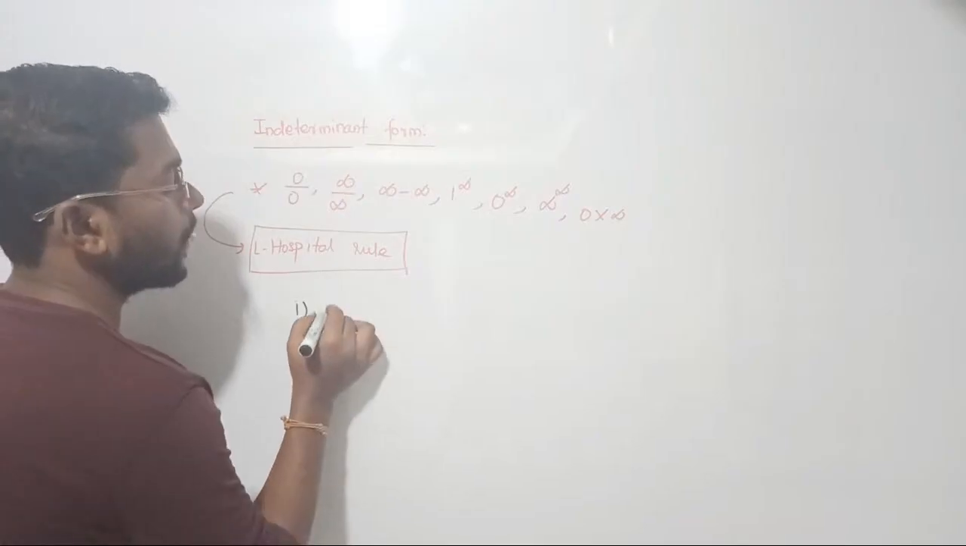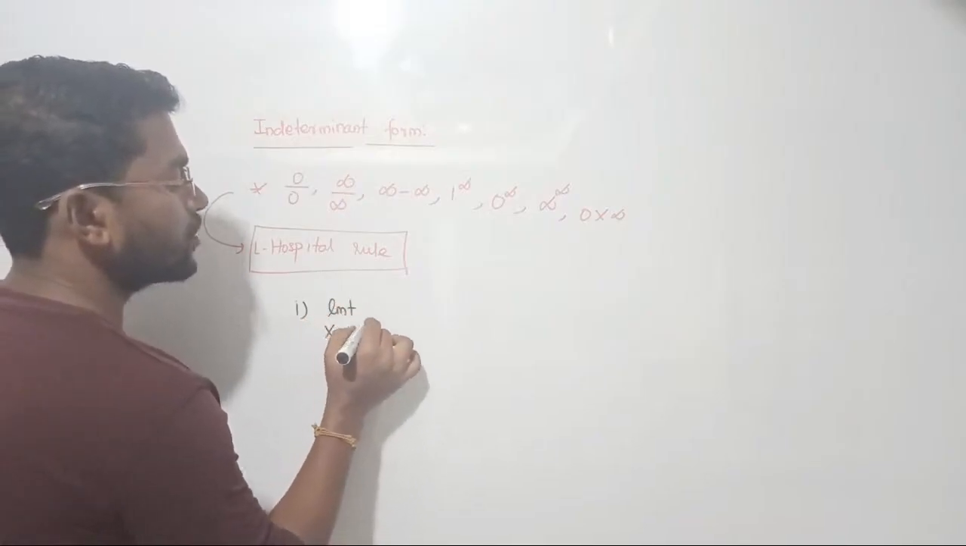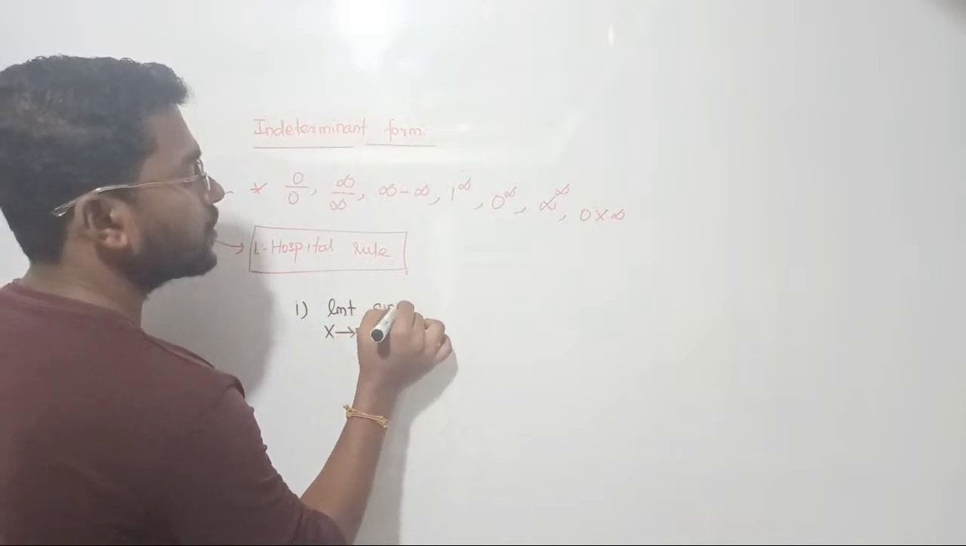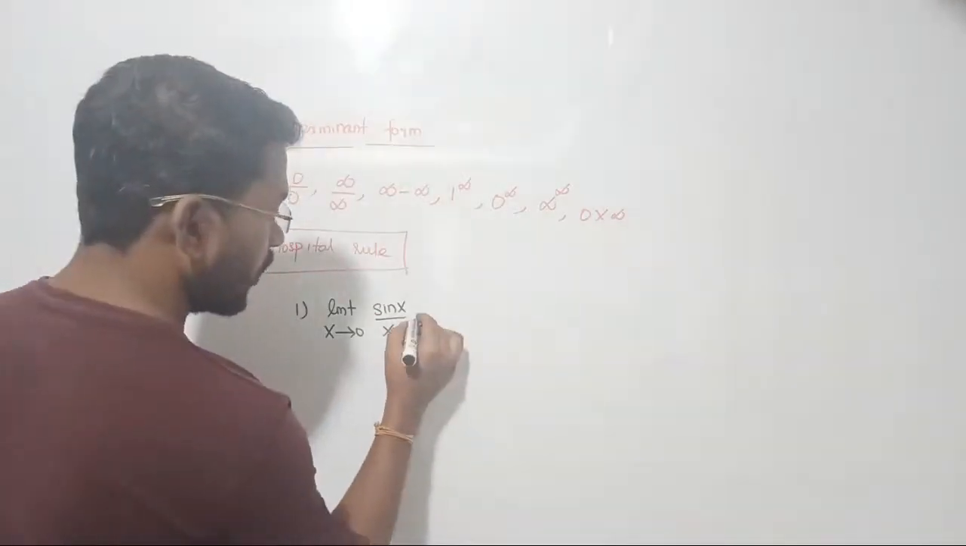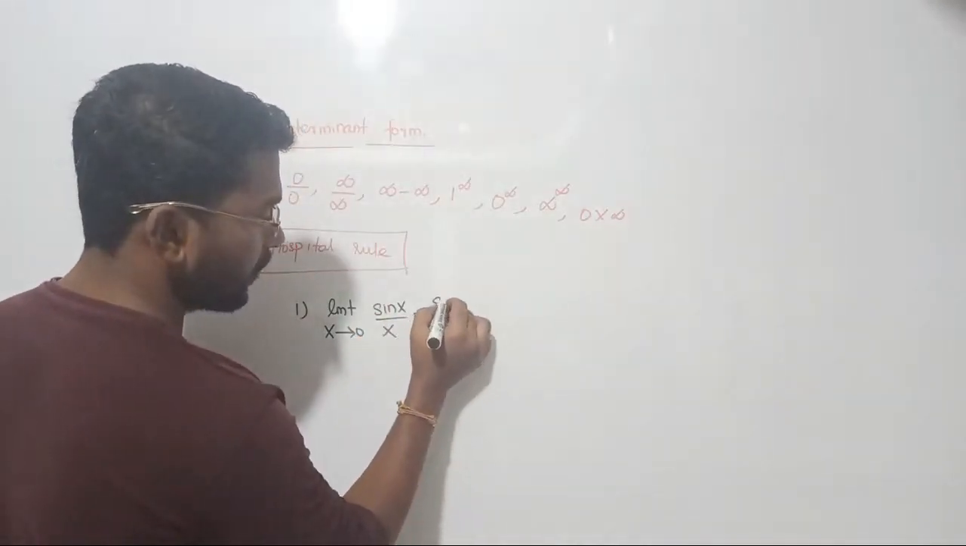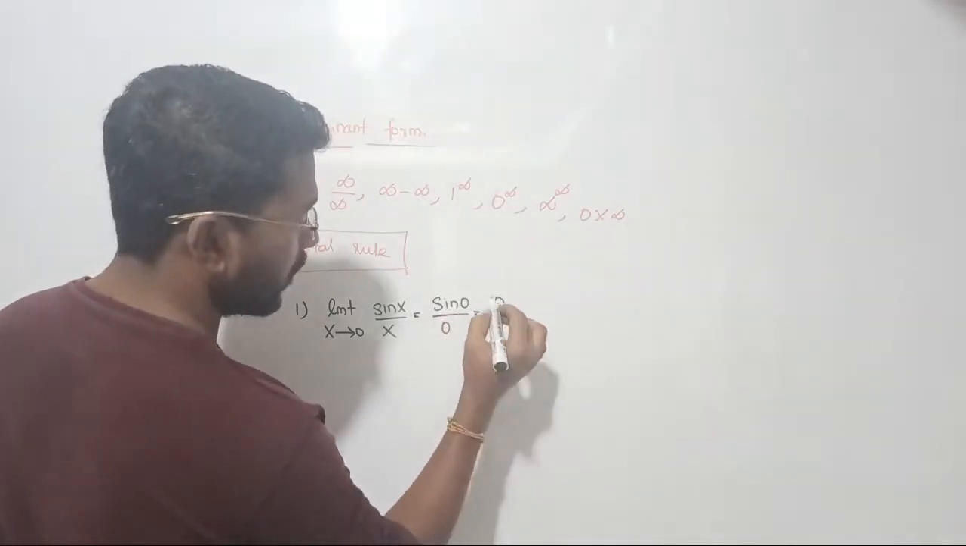Example number 1. The question is, limit x approaching 0, sin x by x is what? That is the question. Now if I directly substitute the values, then I am facing sin 0 upon 0 such that it is in the form of indeterminate.